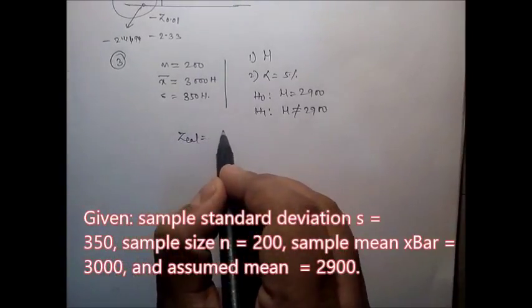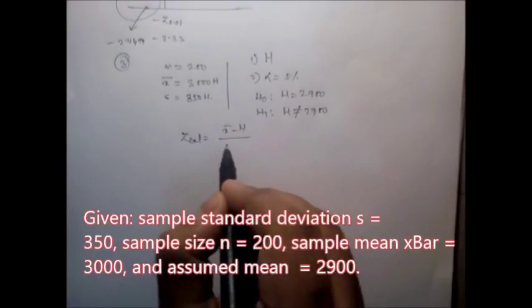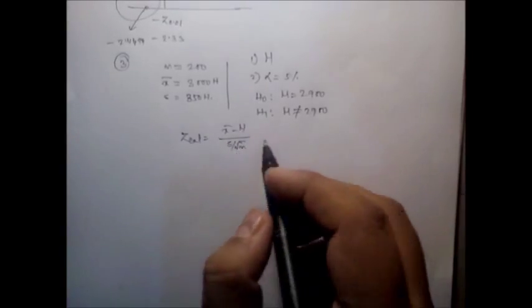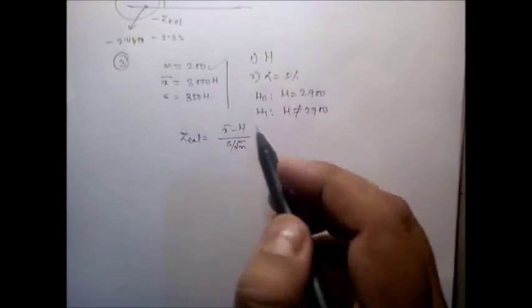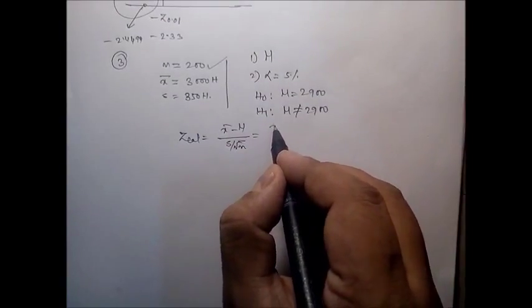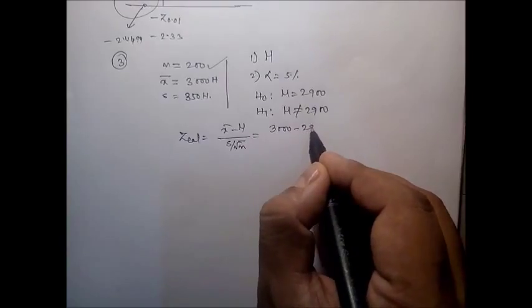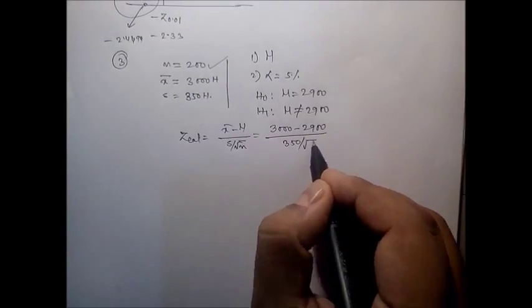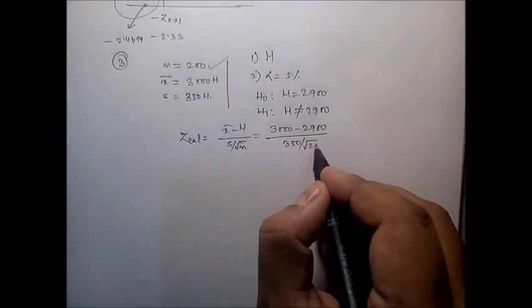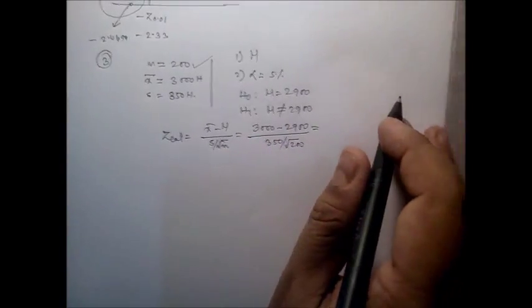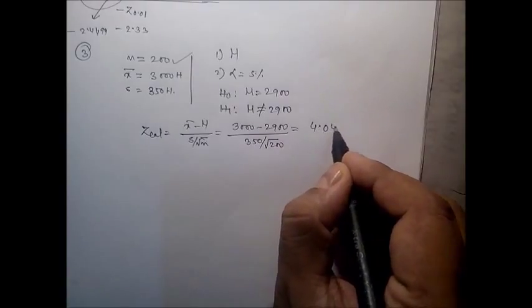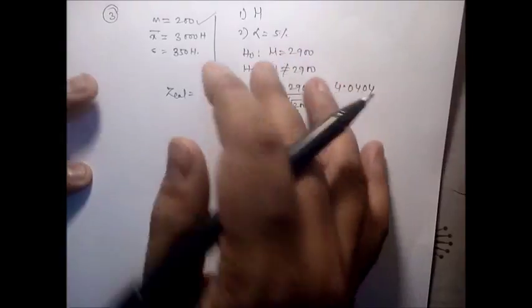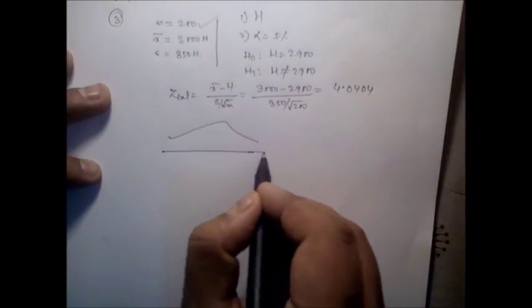Now Z calculated is x bar minus mu by s by square root of n, because sigma is not known here and the sample size is very large. So x bar is 3000 and mu is 2900, s is 350 by square root of n. N is 200, and if you solve it, the answer is 4.0404.